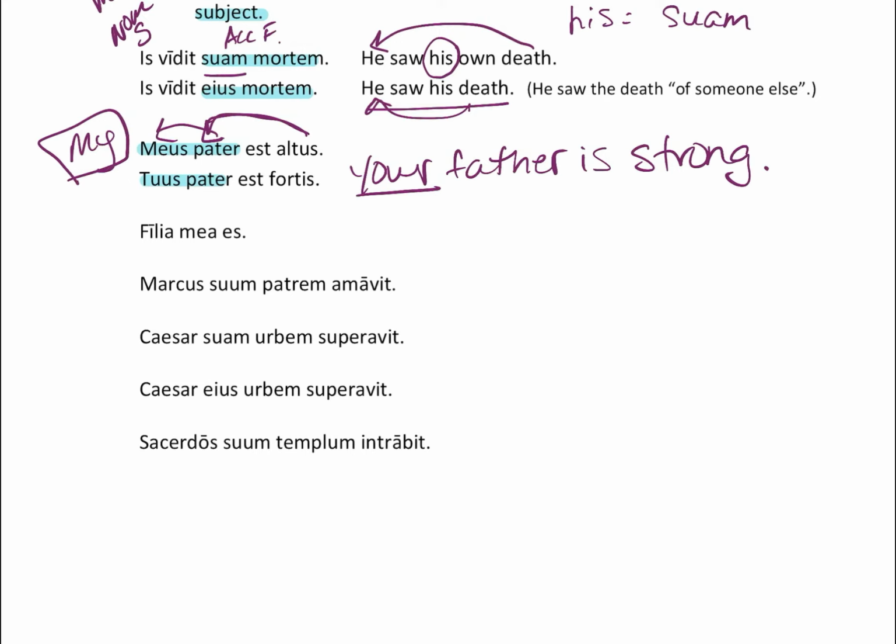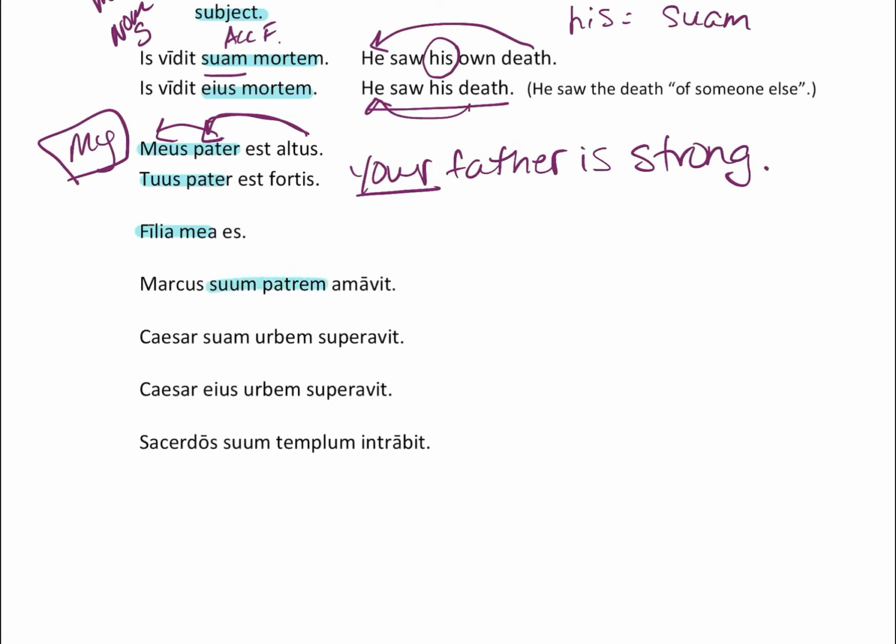All right. Next one. Filia mea es. You are my daughter. So this, because mea has to match filia, it could be a mother talking or it could be a father talking. We don't know. All right.